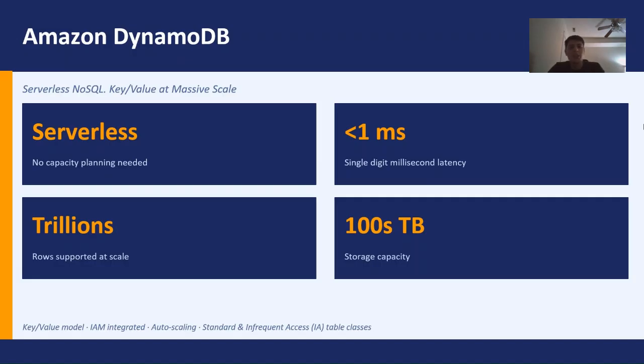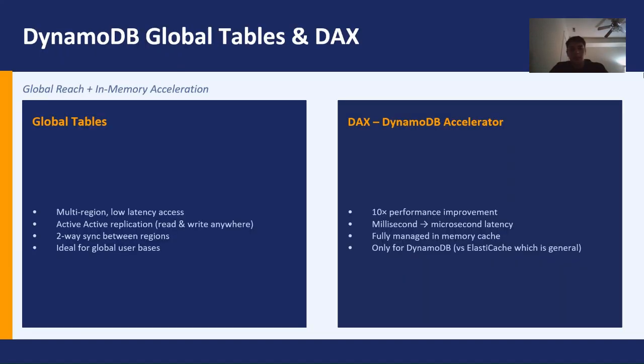Being serverless means you don't plan for capacity. DynamoDB autoscales based on demand, up and down, and you only pay for what you use. It's integrated with IAM for access control, has built-in autoscaling, and offers two table classes, Standard for frequently accessed data and Infrequent Access for rarely accessed data at a lower cost. DynamoDB has two powerful advanced features, global tables and DAX.